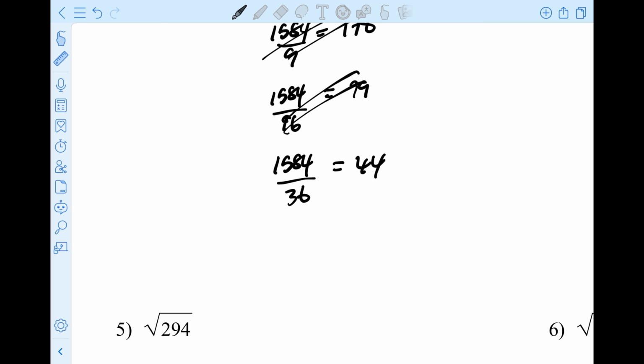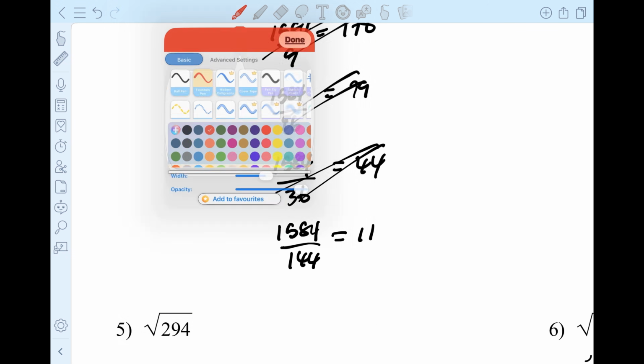1,584 divided by 49 does not work. 1,584 divided by 64 does not work. 1,584 divided by 81 does not work. 1,584 divided by 100 obviously does not work. 1,584 divided by 121 does not work. 1,584 divided by 144, that gives us 11. So we take out that one, and this is the one that we're going to use.